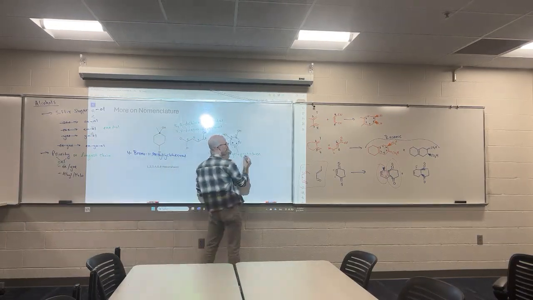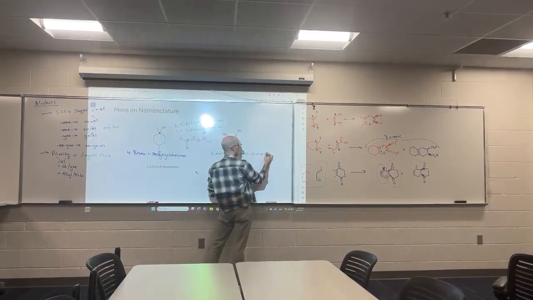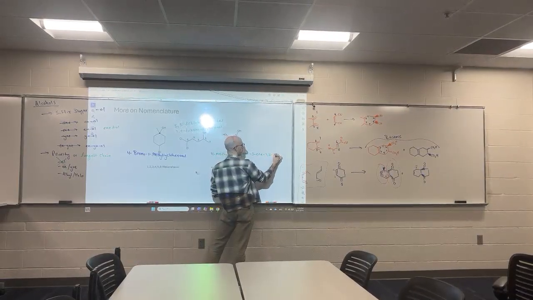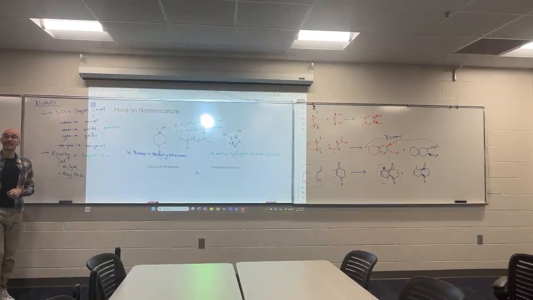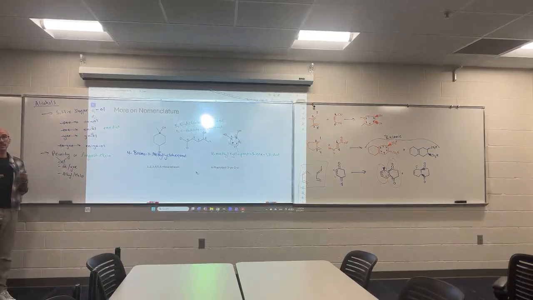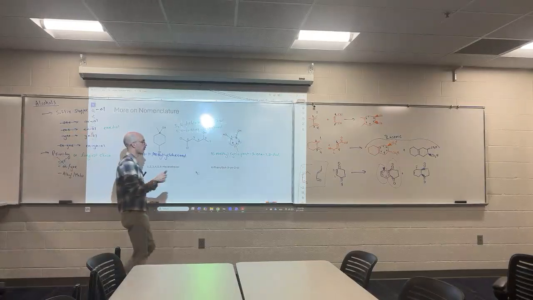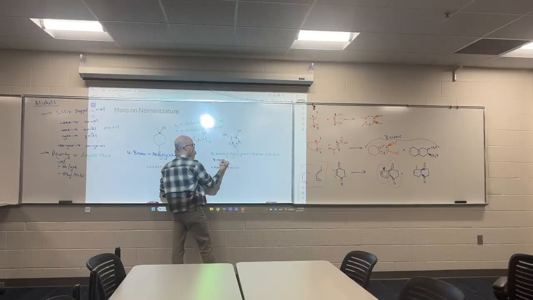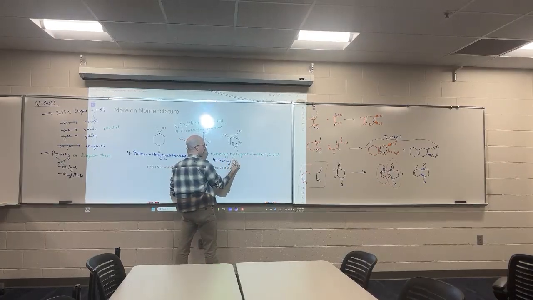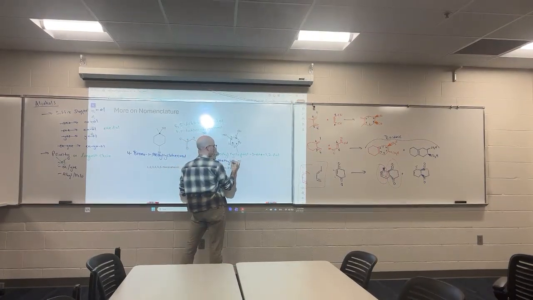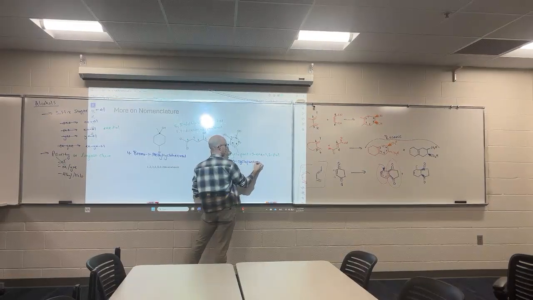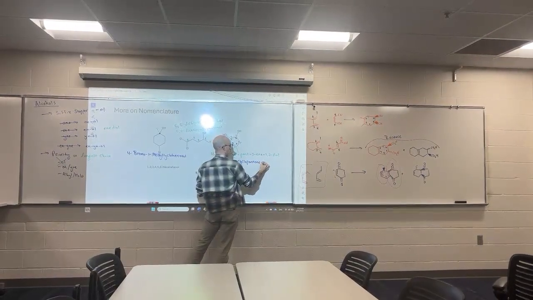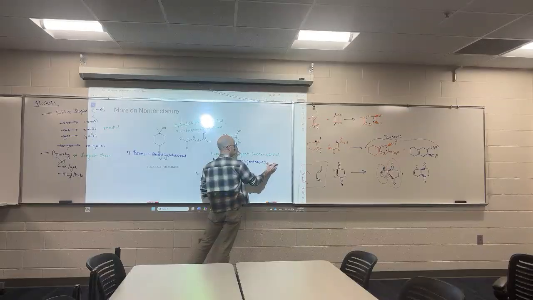So we say pent 3-ene 1,2 diol. Correct? I can't say 1,2 ol. I need to say that there are 2 alcohols, so it's 1,2 diol. I could have also called this 4-methyl 3-cyclopentene 1,2 diol.